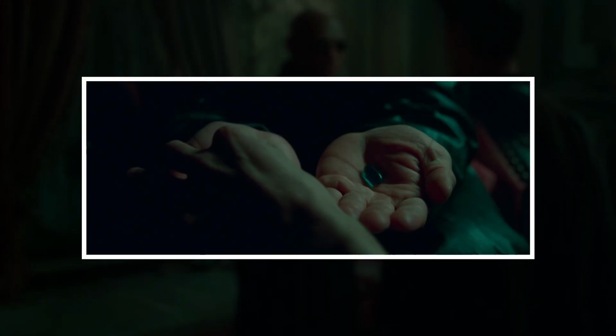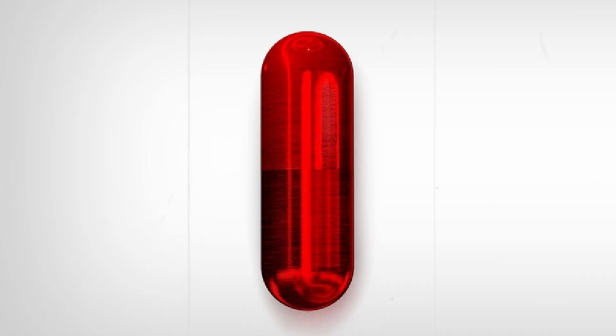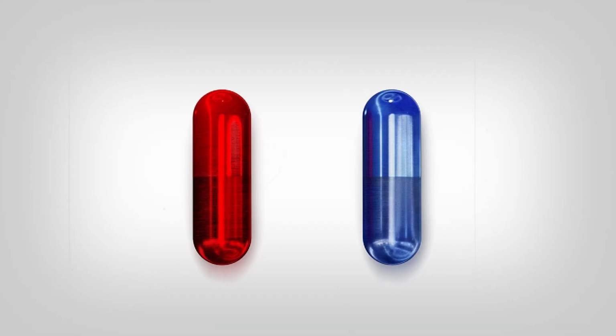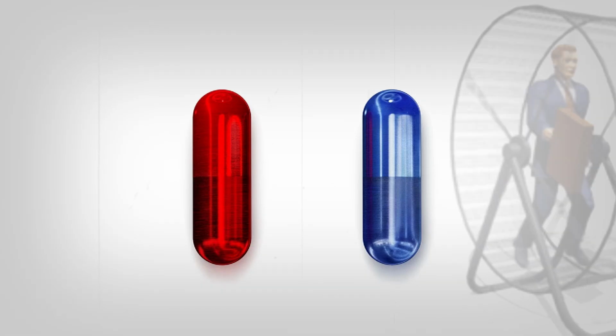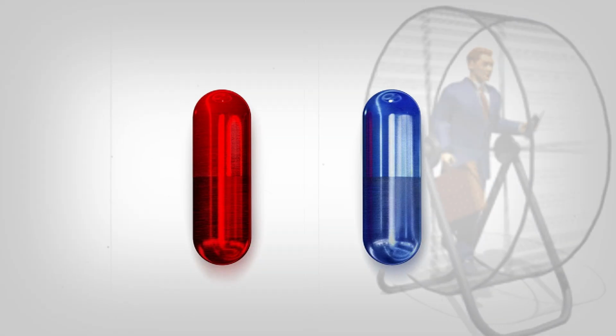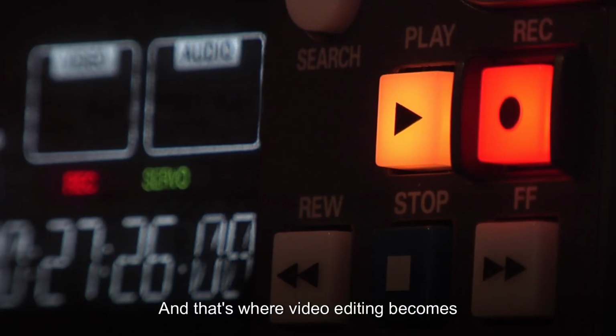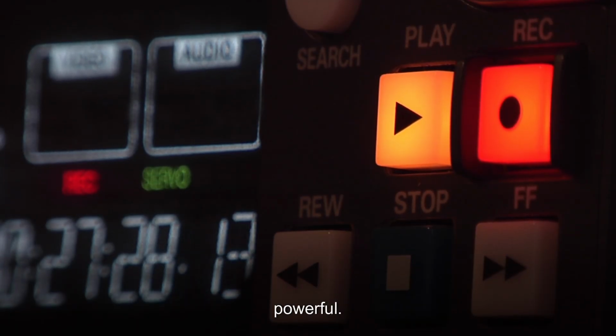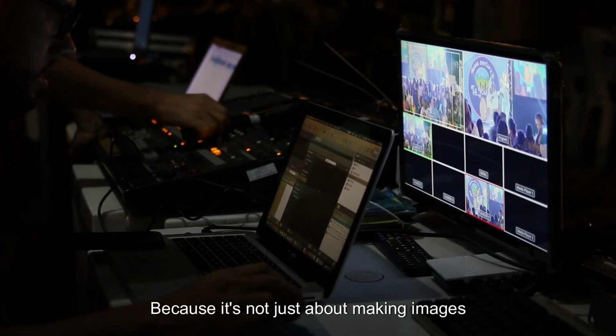The iconic red pill/blue pill scene is built entirely on this idea. The red pill sits on the left side of the screen, associated with progress, discovery, and the future. The blue pill sits on the opposite side, tied to return, stagnation, and the comfort of illusion, before a single word is spoken. And that's where video editing becomes powerful, because it's not just about making images look good.